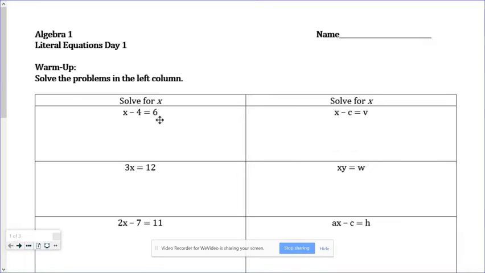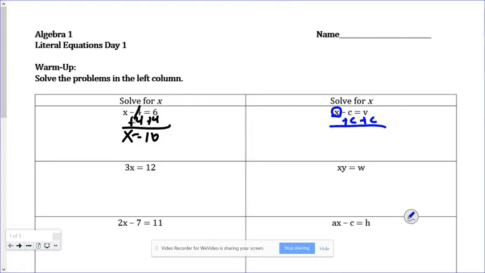So first we add 4 to both sides. All right, so then you're left with x equals 10. Okay, so that's easy enough. We've done that before. So now the same format on the right column here, I'm going to solve for x. So I'm going to circle it here. I need x by itself, so I'm going to add c, add c.